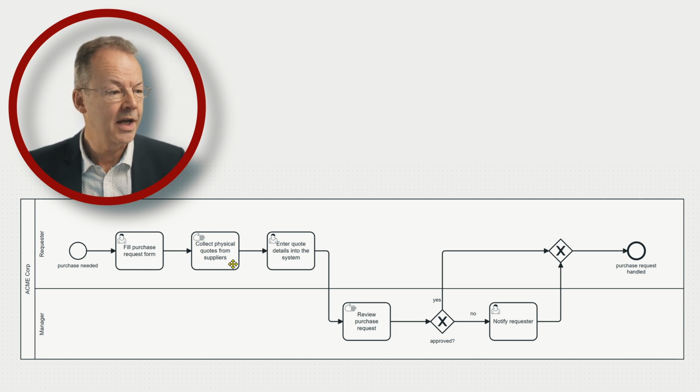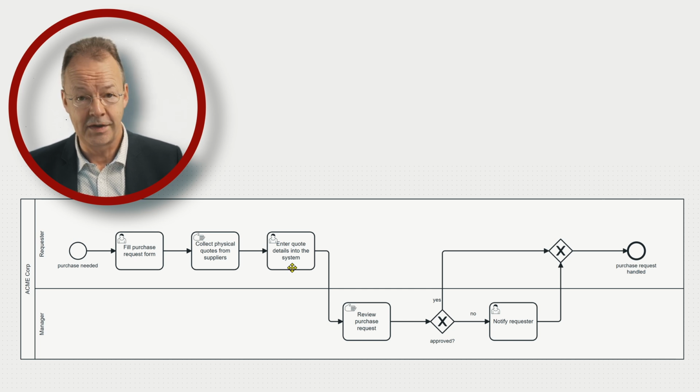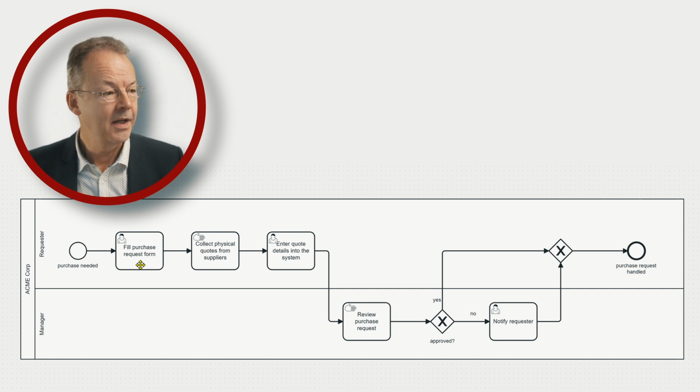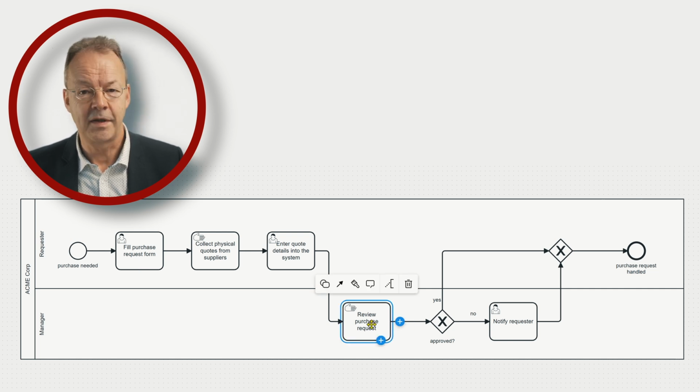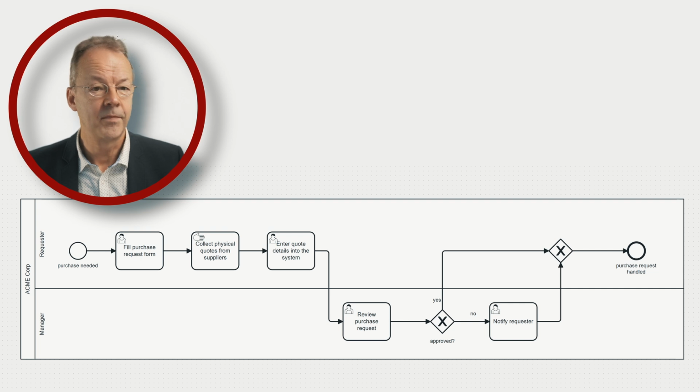Then we have a manual task, collect physical quotes from suppliers. So this is purely manual and there is no interaction with the system. Enter quotes details into the system. This explicitly says that we're entering something. But then review purchase request. I mean, this is the purchase request we have received from here, and therefore this is something that is definitely not a manual task. This must be a user task. So we just change the task type here and we're done.